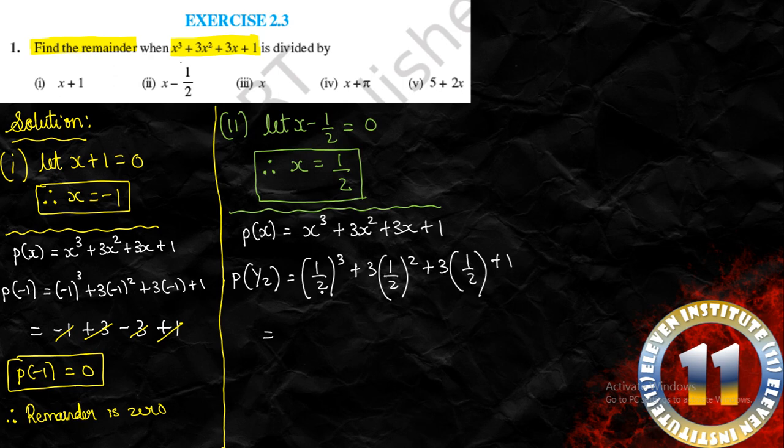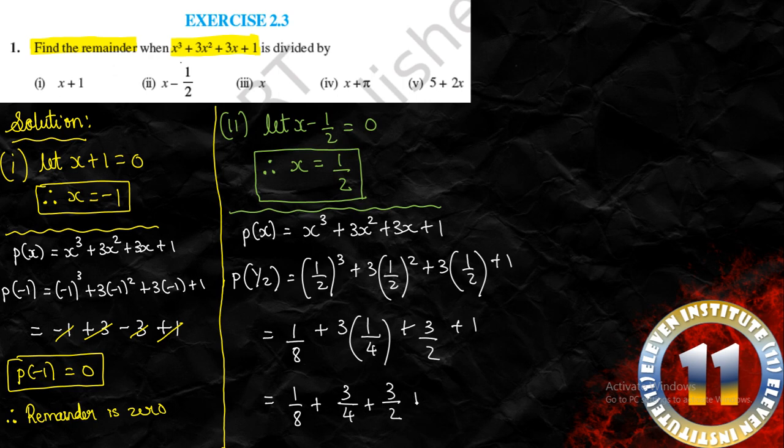Now again 1 cube is 1, 2 cube is 8. So here we have 1 by 8. This 3 will remain as it is. 1 square is 1, divided by 2 square is 4, plus 3 ones are 3 and in the denominator we have 2, plus 1. So when I rewrite it correctly, what I have is 1 upon 8 plus 3 upon 4 plus 3 upon 2 plus 1.